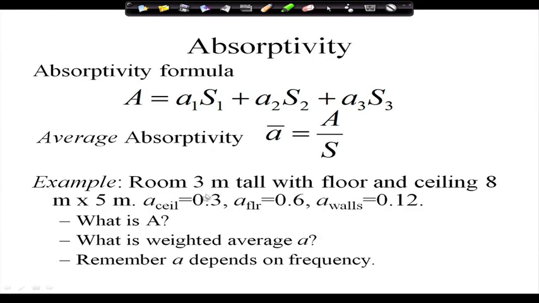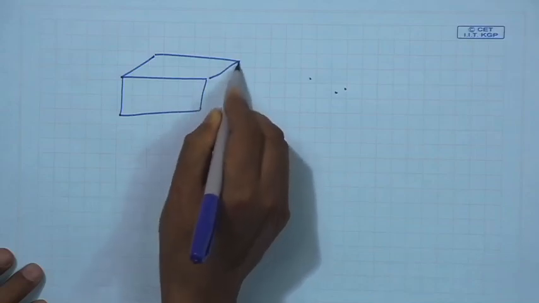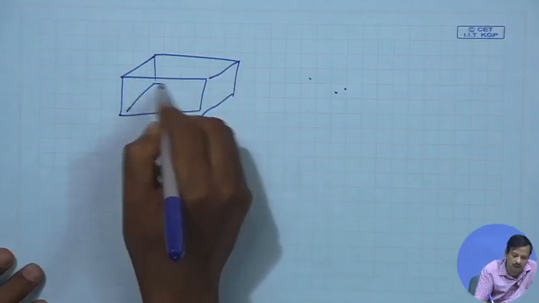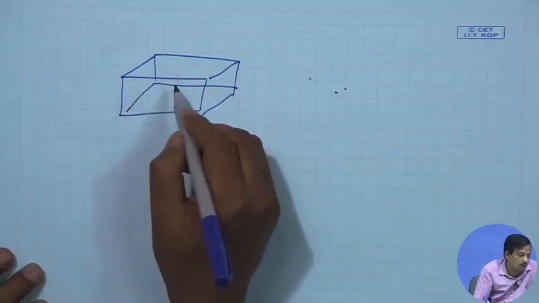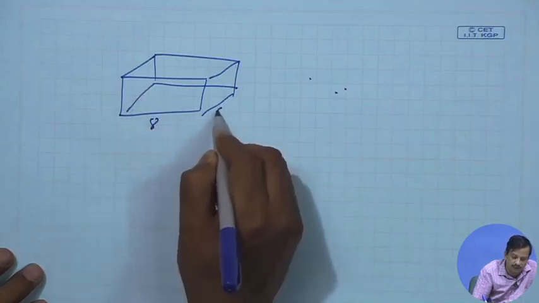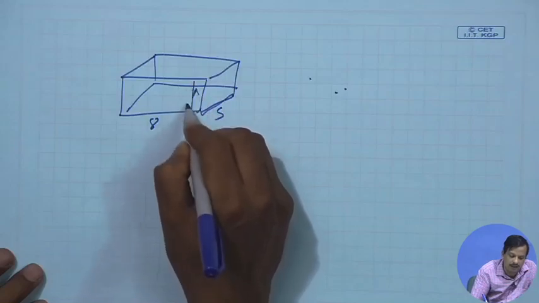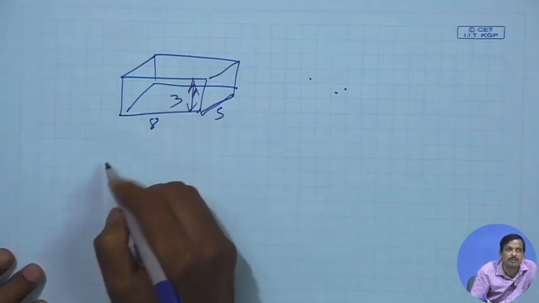A room is 3 meters tall with a floor and ceiling of 8 meters by 5 meters. So, I have a room 8 by 5, that means the length is 8, the width is 5, and the height is 3 meters.